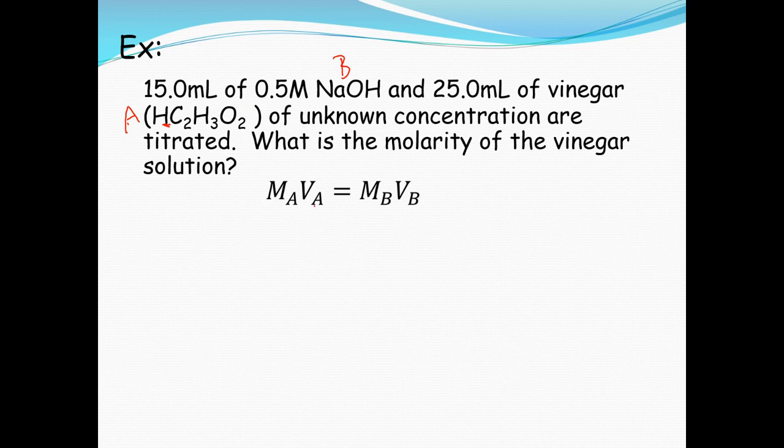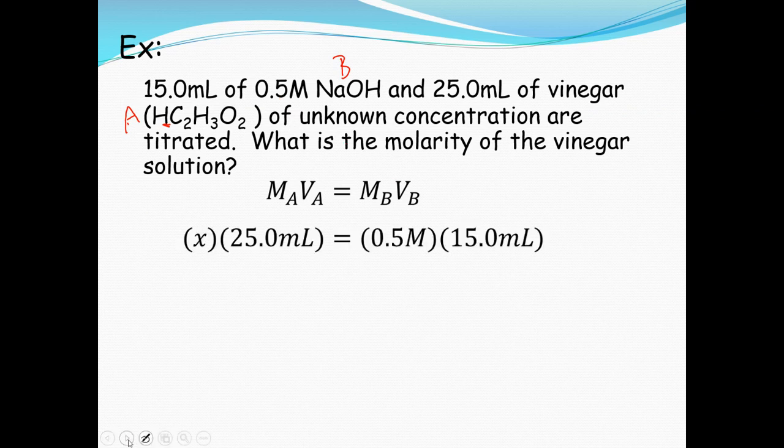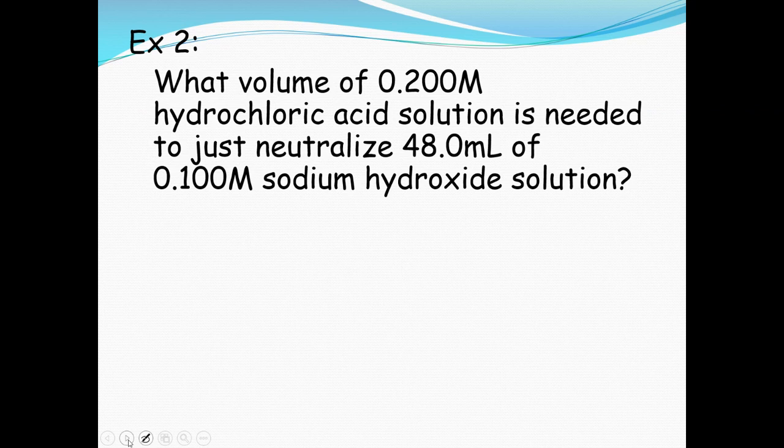The volume of our acid was the 25 milliliters. The molarity of our base is 0.5 molar, and the volume of that base is 15 milliliters. Now that we have everything plugged in, we can solve for X. So the molarity of our acid is going to be about 0.3 molar. Pause the video and practice this example on your own.